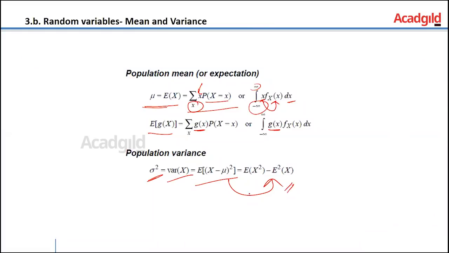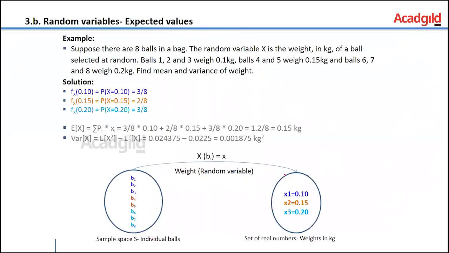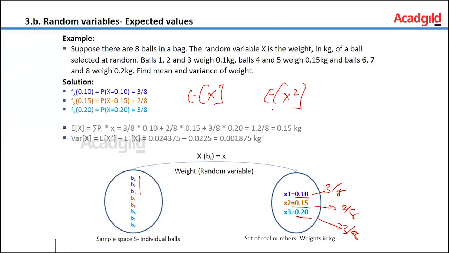We'll try if we can solve this problem. So in case we have to calculate the variance of the balls example that we did, we know the probability of getting b1, b2, b3: of being 0.1 is 3/8, of being 0.15 is 2/8, of being 0.2 is 3/8. So let's calculate the variance over here. What do we need to calculate the variance? We need the expected value of x, and we need the expected value of x square. Expected value of x we already know is 0.1 into 3/8 plus 0.15 into 2/8 plus 0.2 into 3/8, which we saw was 0.15 kg.